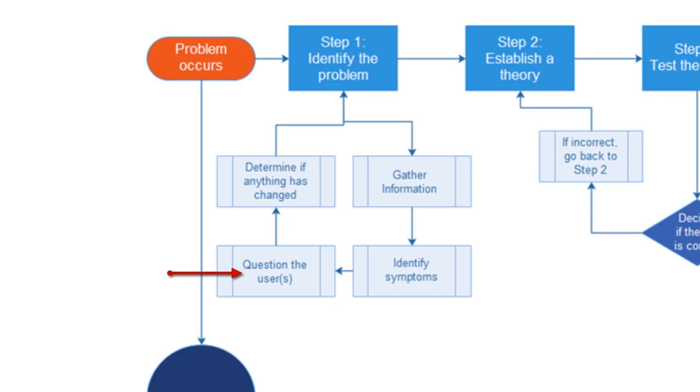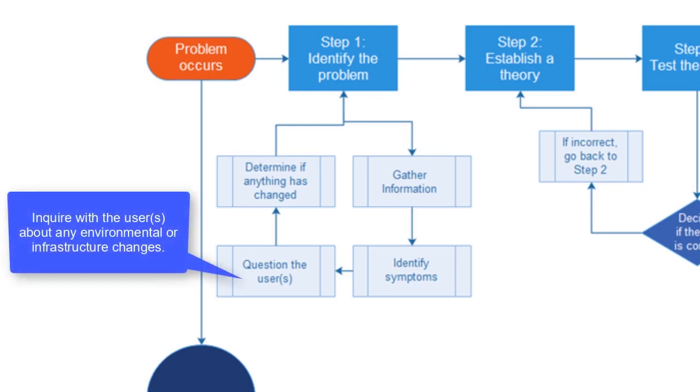You're just questioning the user to find out what happened to the computer, were any changes made, determine if anything has changed since the last time the computer worked. That's all part of step one. You're not doing anything really to the computer, but you're identifying what the problem is. Also, during step one, you want to inquire with the user or users regarding any environmental or infrastructure changes.